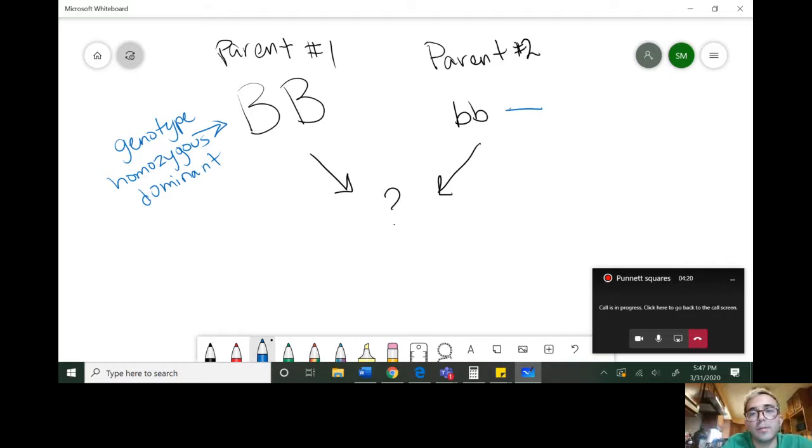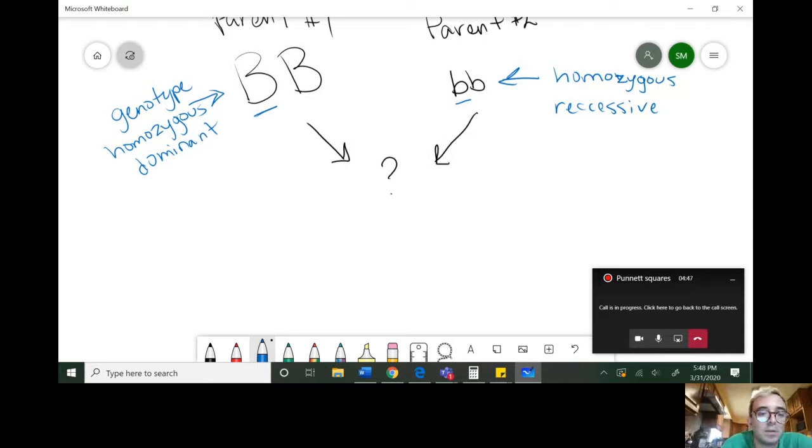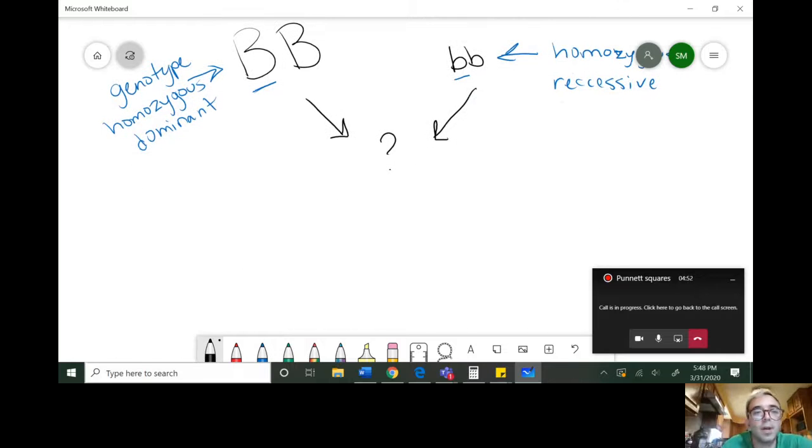Well, this genotype for parent 2 is also one type. So homozygous. And because it's lowercase, let's say recessive. So homozygous recessive. Alrighty. So we want to know what kind of child they would produce if we have a homozygous dominant and a homozygous recessive.